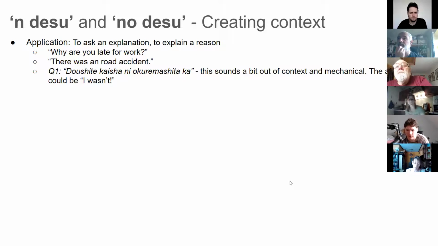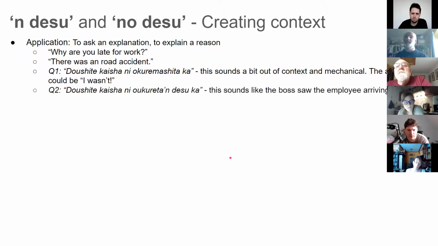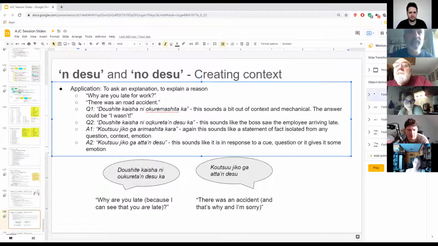So it could be that you weren't late for work, but somebody has just said to you, why were you late for work? So your response might be, I wasn't. There's no indication to say I was late for work. It's completely out of context. But if you said, "Doshite kaisha ni okuretan desu ka?" This sounds like the boss actually saw you arrive late into the office, or maybe he saw you running in there with your necktie flying in the wind and you're sweating and everything, and then he might say, "Doshite kaisha ni okuretan desu ka?" Sorry about that.